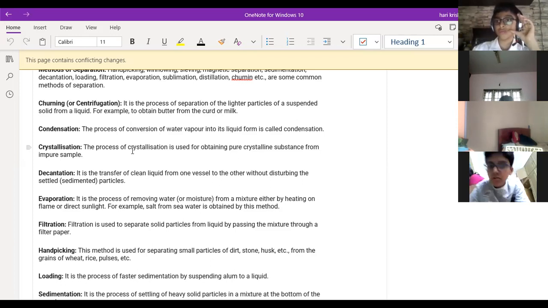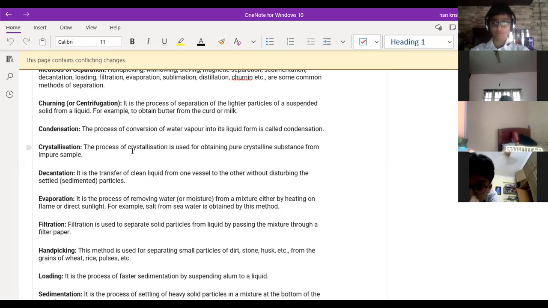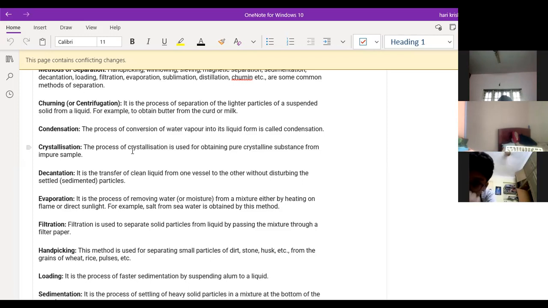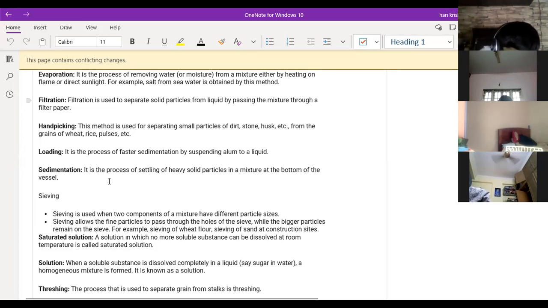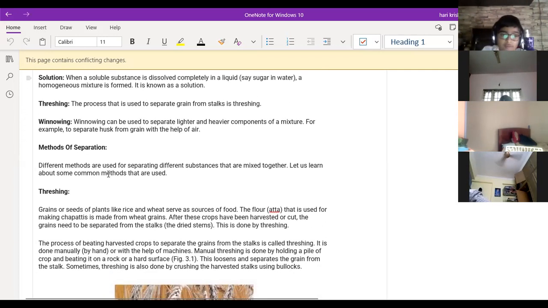Okay, sir. Crystallization. What is the meaning of crystallization? The process of obtaining pure crystals from the given sample is called crystallization. Pure crystals means, like sugar crystals or salt crystals that you get from seawater, right? That is crystallization. So decantation, evaporation, filtration, hand picking, all this we'll see one by one.